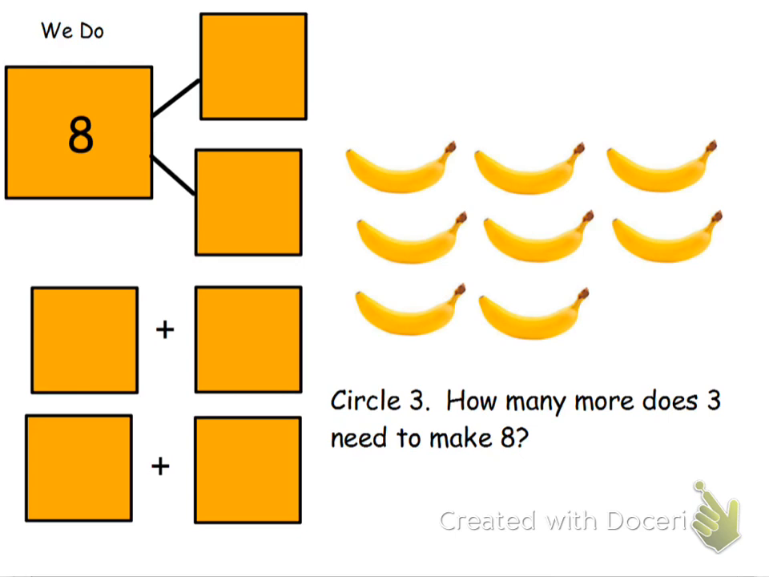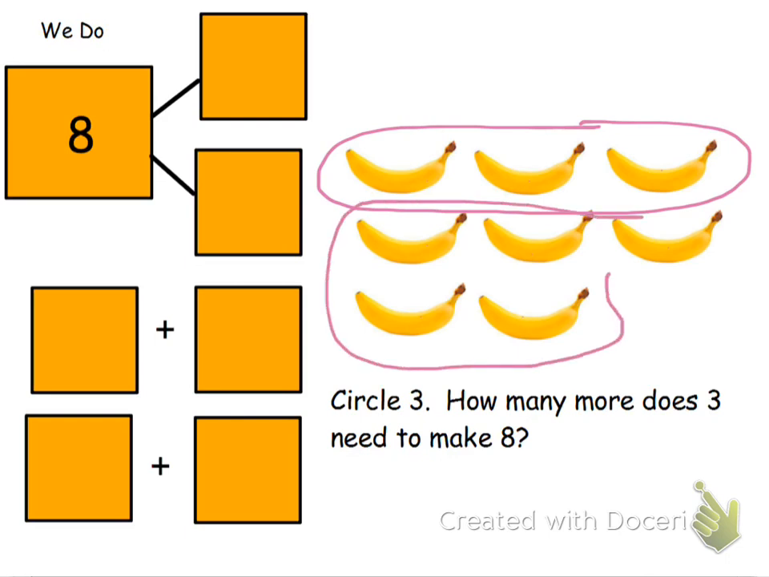So we know that we have 8 bananas. 1, 2, 3, 4, 5, 6, 7, 8. Now we have to circle 3 of those bananas. So 3. Okay, now I'm going to circle how many is left, because we know that how many is left is how many more we need to make 8. So we know that this is 3.